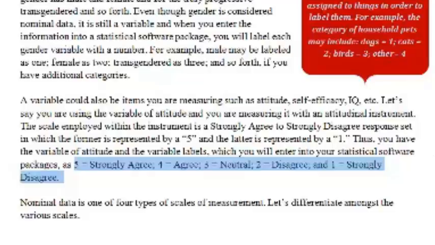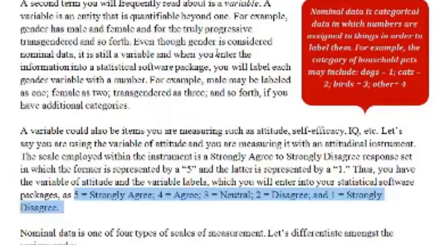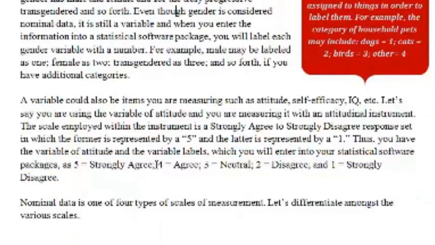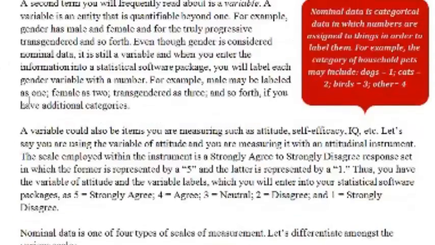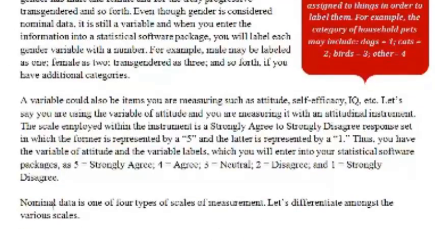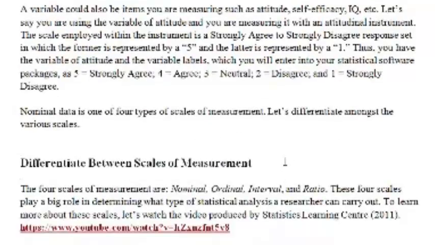So again, variables just represent some type of entity that is quantifiable. But the key here is to think about how we're quantifying it. Are we just naming it as something, or does the number actually reflect something? We're going to talk about the differences between the scales of measurement, because while we have variables such as attitude, we use scales to measure those variables, and those scales then influence the type of statistics we use. So let's move on to differentiating between scales of measurement.